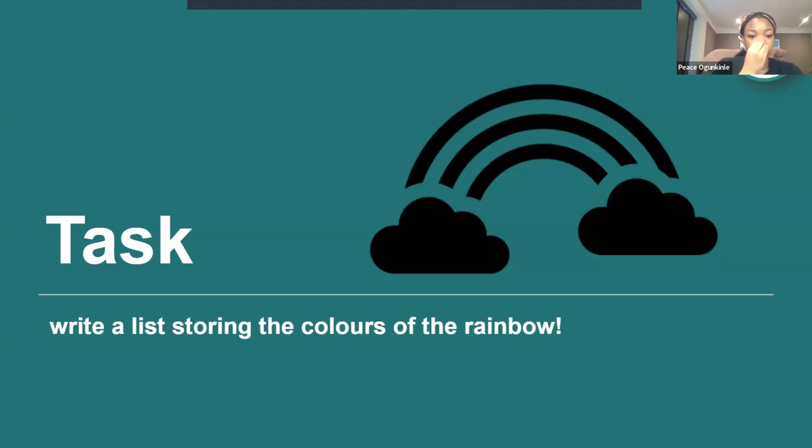Oh yeah, okay, so we can do this one. Write a list storing the colors of the rainbow. So I'm going to type in the chat what you guys can do. You can call the list colors equals, which means assignment, the colors of the rainbow.